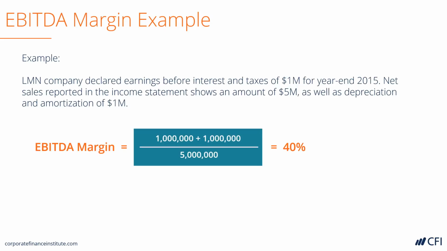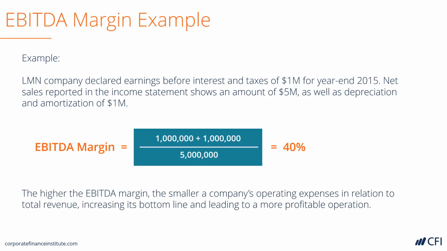The solution is $1 million of EBIT plus $1 million of D&A divided into $5 million of revenue is an EBITDA margin of 40%. All else being equal, the higher the EBITDA margin, the better.